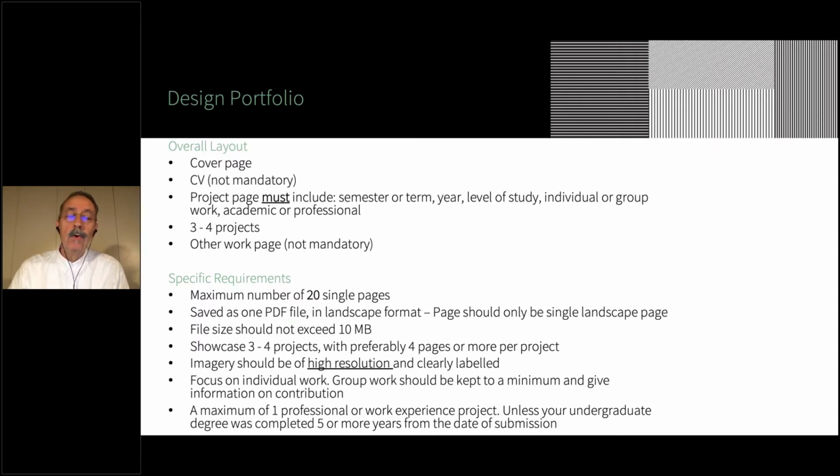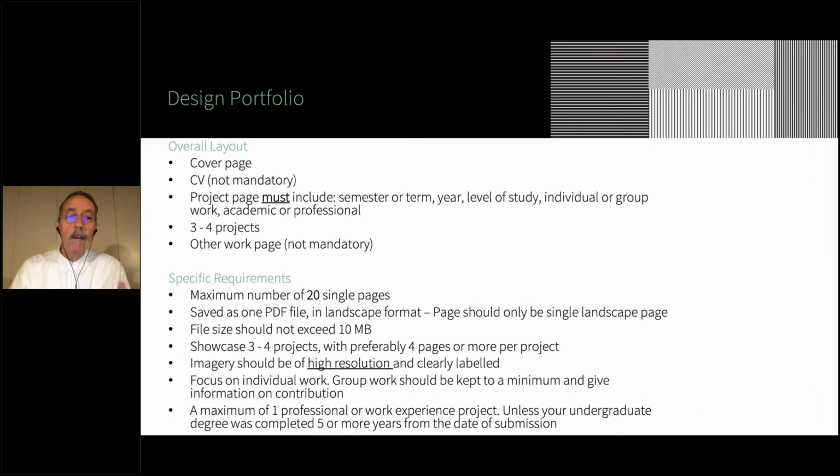As I said before, it should be about 3 to 4 projects, could be 5, could possibly be 6, but you're limited to a maximum of 20 single pages. So you need to be quite smart about how you put it together. You can have a page that shows other work like photography or drawing or other things you've done, but it's not mandatory. And remember, that's one of the pages.